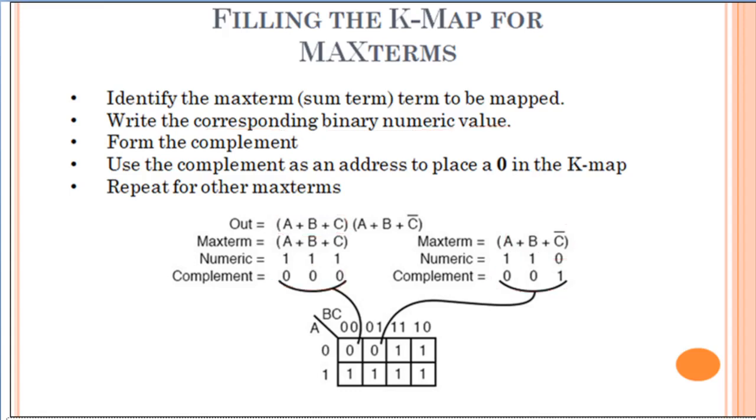Okay, now we will put these terms into these addresses. The address is 0 0 0, so we will put 0 here. Remember this is for the max term, that's why we put 0 here. Now this is 0 0 1, that means the address is 0 0 1, and we will put 0 at that particular location.